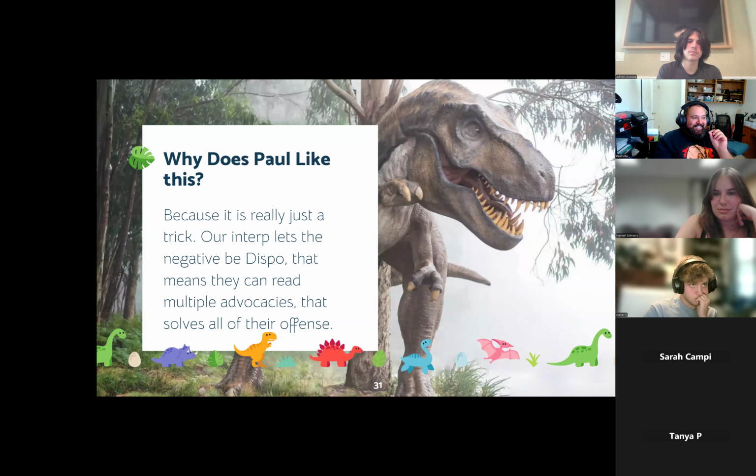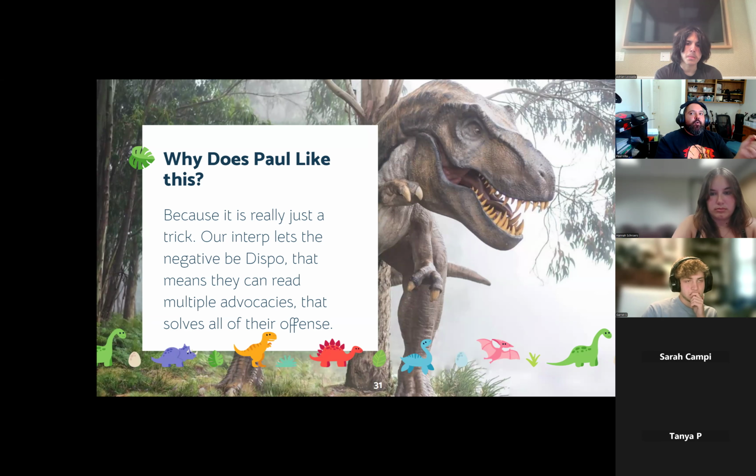Why does Paul like this? Because it's really just a trick. Our interp lets the negative be dispo. We didn't say they have to be dispo. We said they can't be condo. That means they can still read multiple advocacies, which will solve all of their offense.